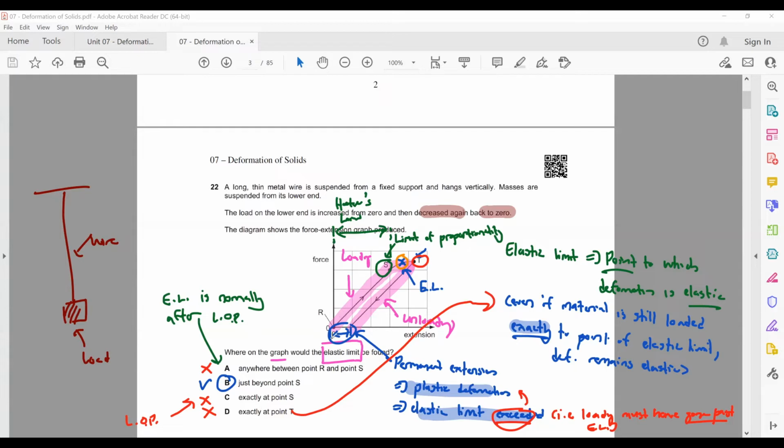So is that the point T? Yeah. Okay. I've already written the answer there. So this one is fine. Then I move on to the next part.